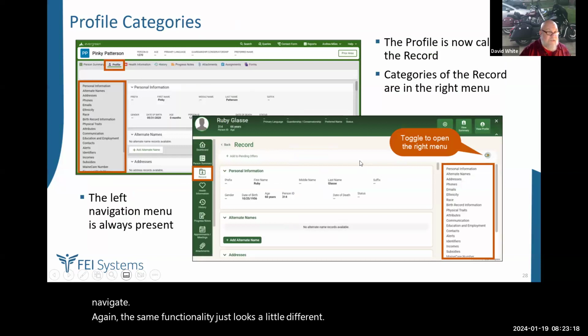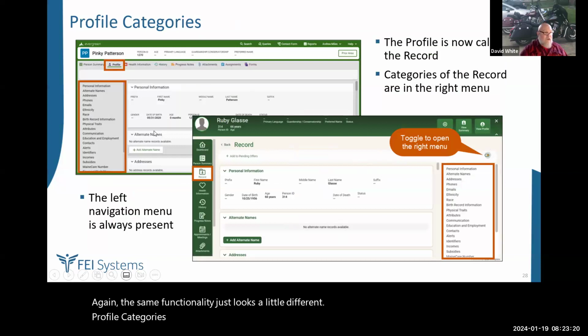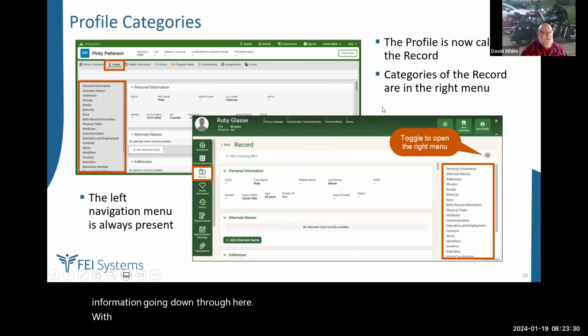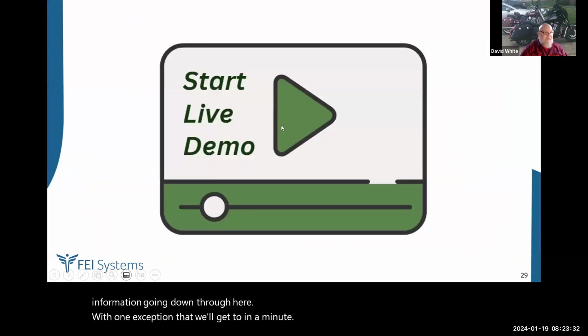Profile categories, again, same way. You can toggle to open. You have access to the same information going down through, with one exception, which we'll get to. Okay. So let's go back and take a look at what that looks like in real life when you're trying to do this.